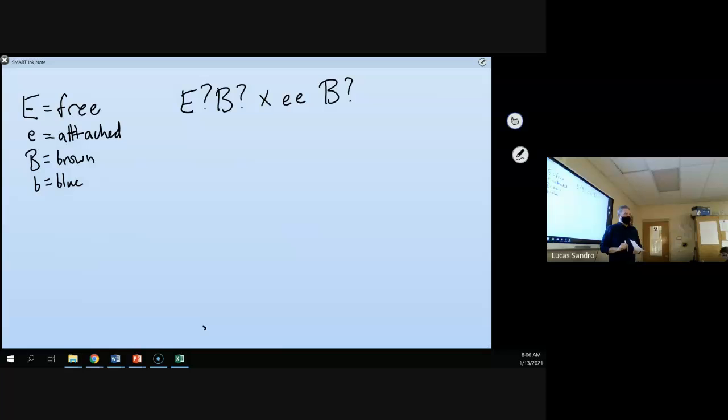What did I just teach you? That we have to look at the kid. And what kid are you looking for? The one that has recessive for both? Yes. Did you find that kid? What should the kid look like if they're recessive for both? Attached earlobes, blue eyes? Is he there? Yep, he is.